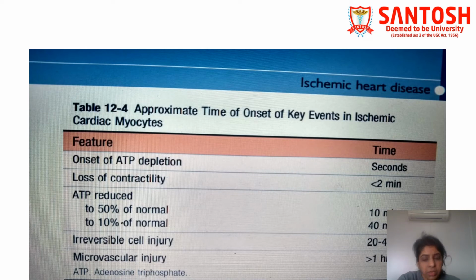The key events: the approximate time of onset of key events in ischemic cardiac myocytes. There is onset of ATP depletion within seconds. Loss of contractility of the muscle fibers occurs within less than 2 minutes. ATP is reduced to 50% of normal in 10 minutes, while it is reduced even further to 10% of normal within 40 minutes. Irreversible cell injury sets in within 20 to 40 minutes of oxygen deprivation, while microvascular injury takes more than 1 hour to set in.